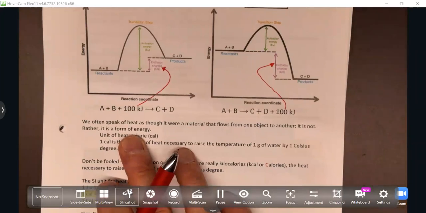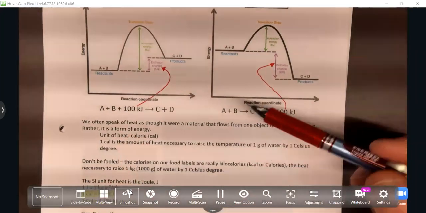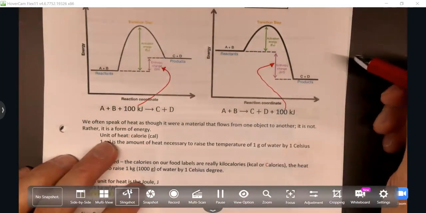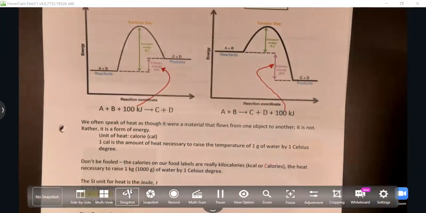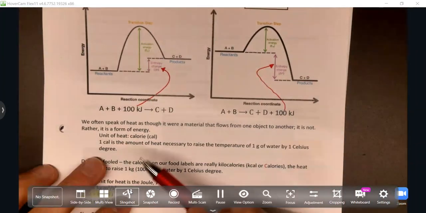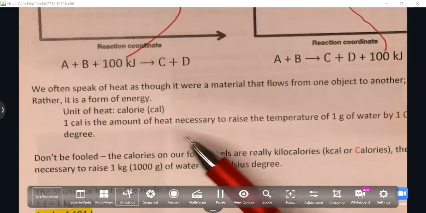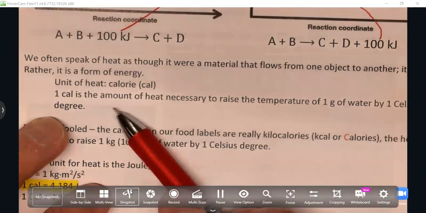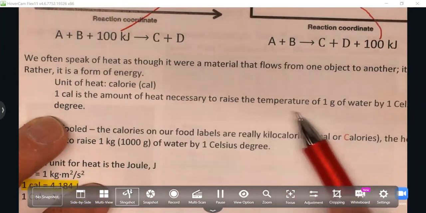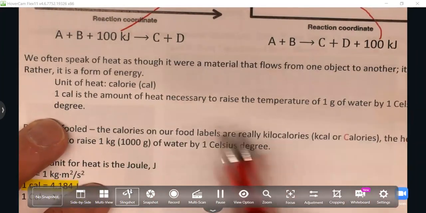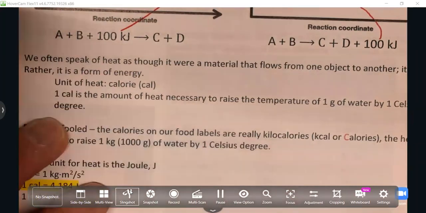We often speak of heat as though it were a material that flows from one object to another. It is not. Rather, it is a form of energy. And the unit of heat, we're going to use calories or joules. A calorie is the amount of heat necessary to raise the temperature of 1 gram of water by 1 Celsius degree. That is the classic definition.